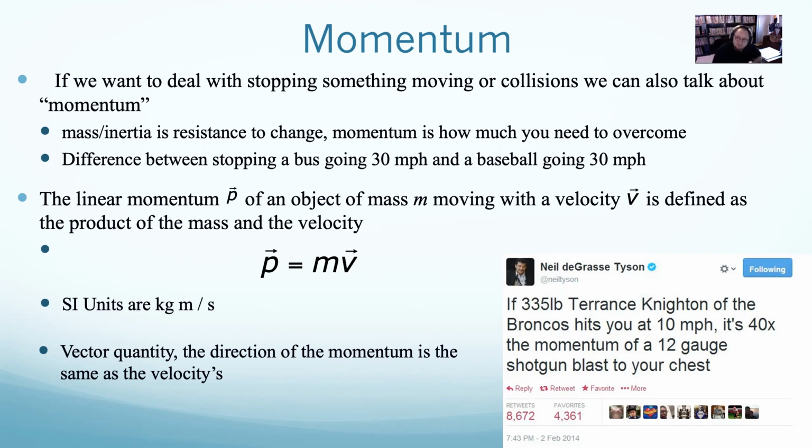Momentum is a vector. It matters what direction the momentum is. It'll always be the same direction as the velocity. This is the difference between someone throwing a baseball at you and you catching it, versus someone throwing a bus at you and you catching it. That's what momentum is. It is the mass times the velocity, and it is how hard it will be to stop an object.